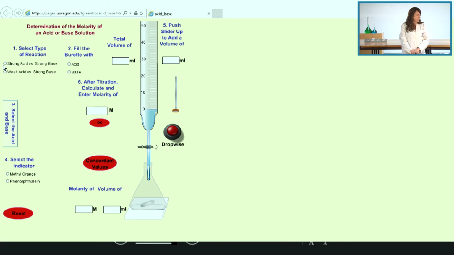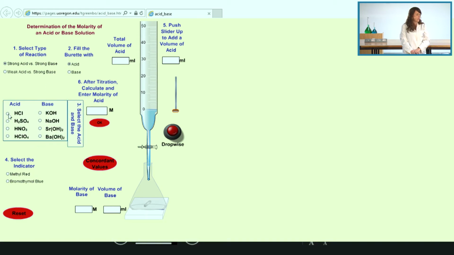Let's follow the steps. Step 1 asks us to select the type of reaction. So we're going to go with a strong acid versus a strong base. Step 2 asks us what we're going to fill the burette with. We'll fill it with our acid. Step 3, we've got to select the acid and the base. We're just going to go with the first one, hydrochloric acid and potassium hydroxide.